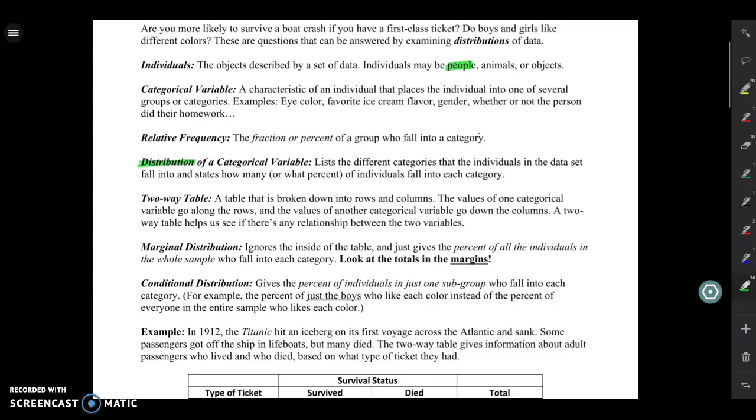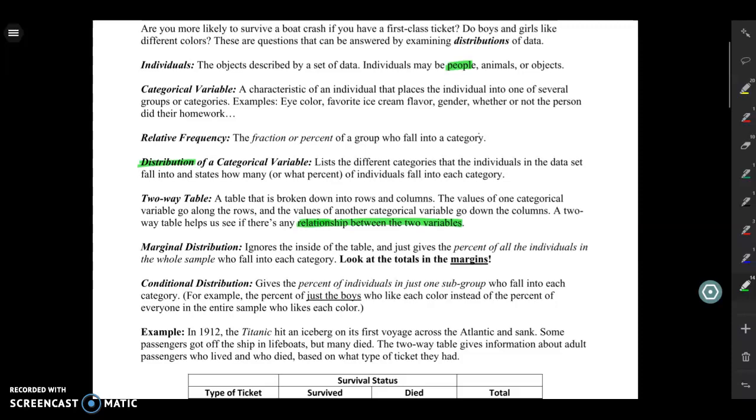Basically, a two-way table helps us see if there's any relationship between the two variables. It looks at them together. Because maybe we do this and we see that, oh my gosh, every adult who we asked, their favorite color was green or blue. But all the kids liked purple and green, right? Then we're seeing a difference between these two different variables, these two different categories.